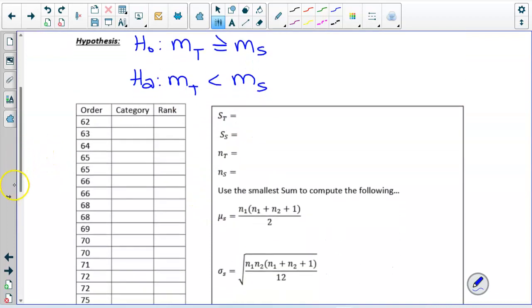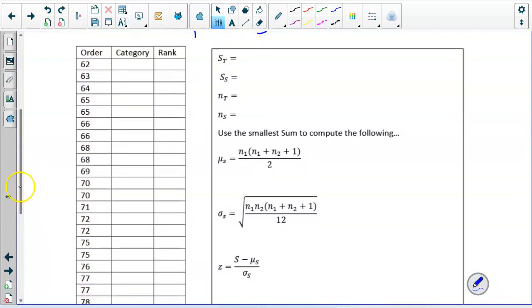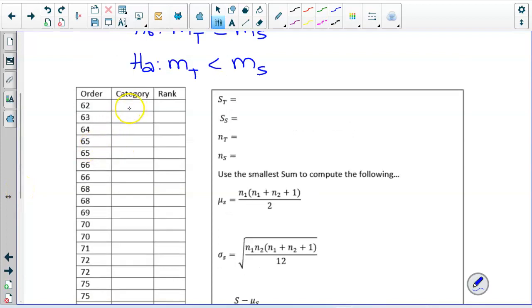All right, so you'll notice on this example and the next one, I gave it to you in order just to save a little bit of time. So then you only have to go through and find what category it belongs to, okay? So which one does 62 belong to? Track. 63? Swim. 64, track, y'all agree? 65, track and swimming. I just put track first because it was listed first. Okay.